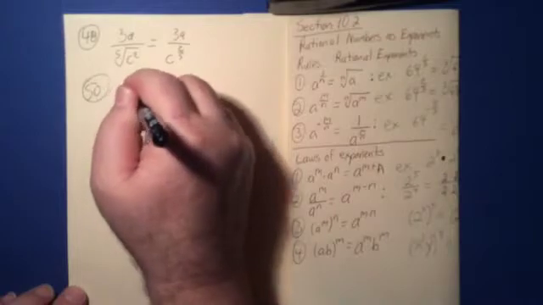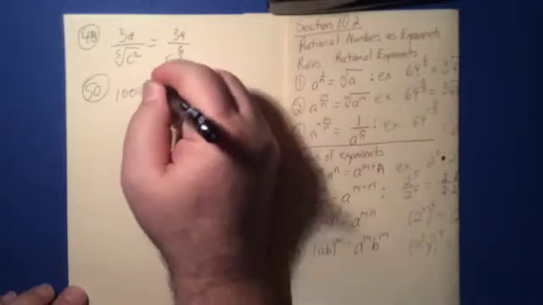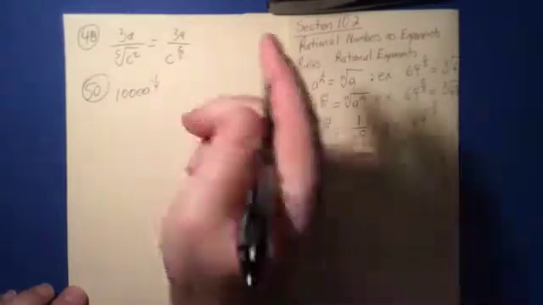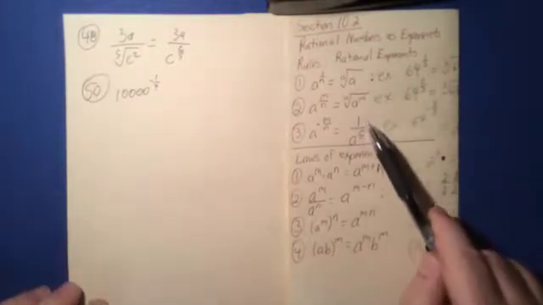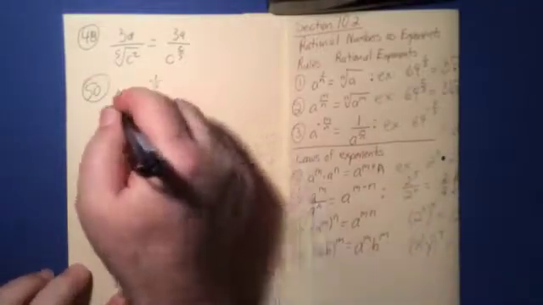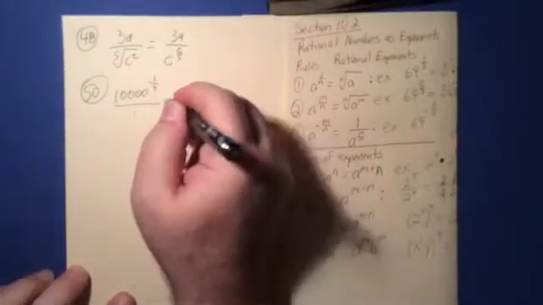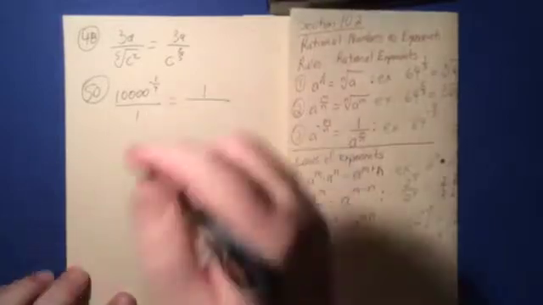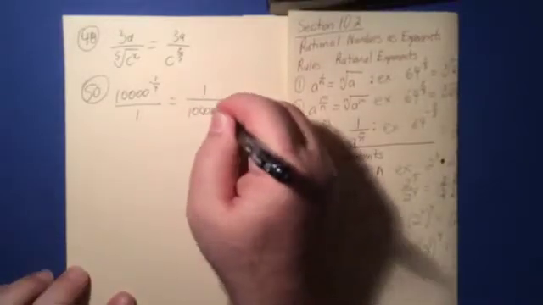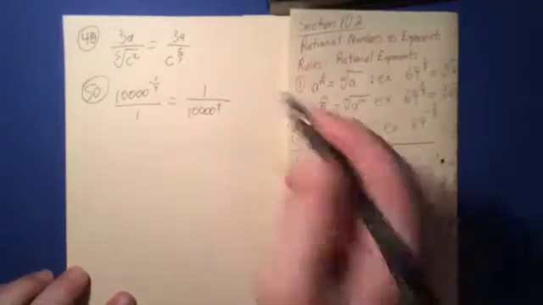So, we begin with 10,000 written to the negative 1 over 4. The first thing we want to do is get rid of the negative exponent. Remember, if you want to do that, you put a 1 over it and put it in the denominator. So let me just put a 1 under to start. Now we're going to switch spots. So this is going to be 1 over 10,000 to the 1/4.